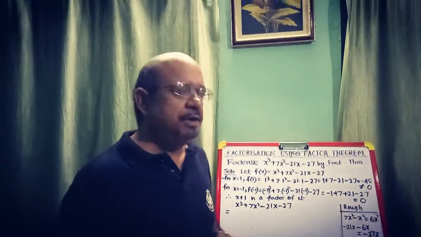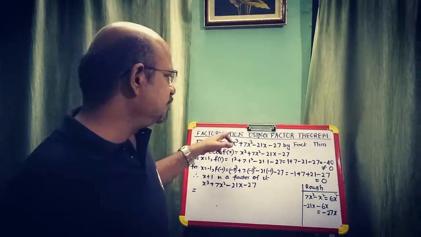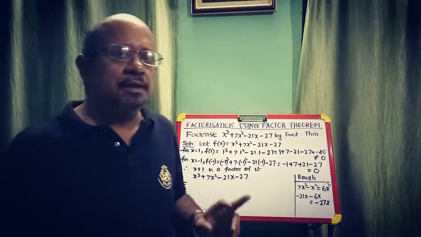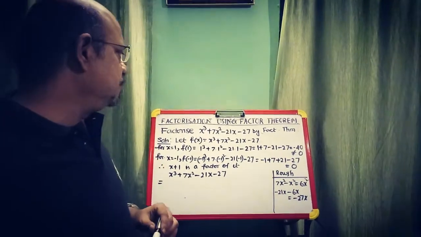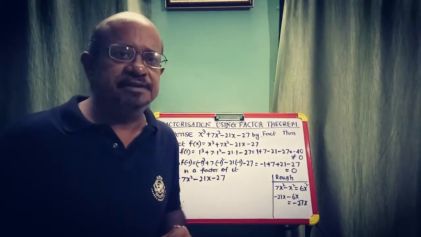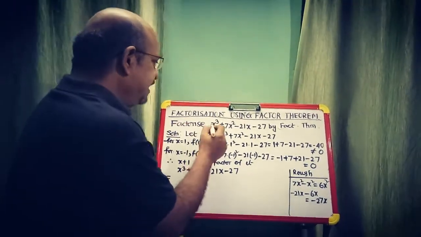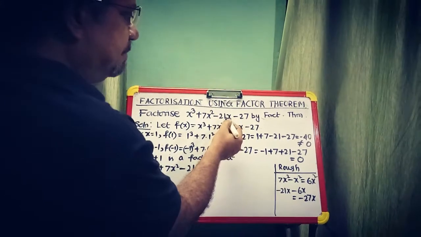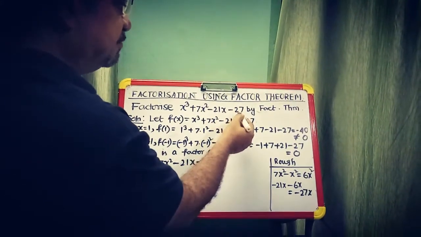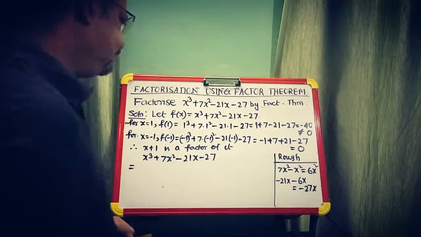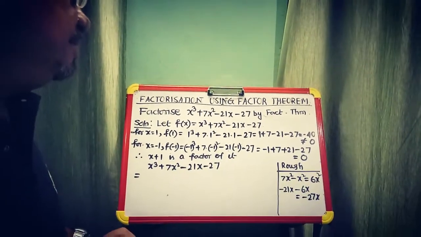Hello everybody. We continue with the process of factorization by using factor theorem. We will now take a cubic expression and see how we can factorize it by using the factor theorem. Here is the problem. Factorize x cubed plus 7x square minus 21x minus 27 by factor theorem. So we begin our process in the same manner.